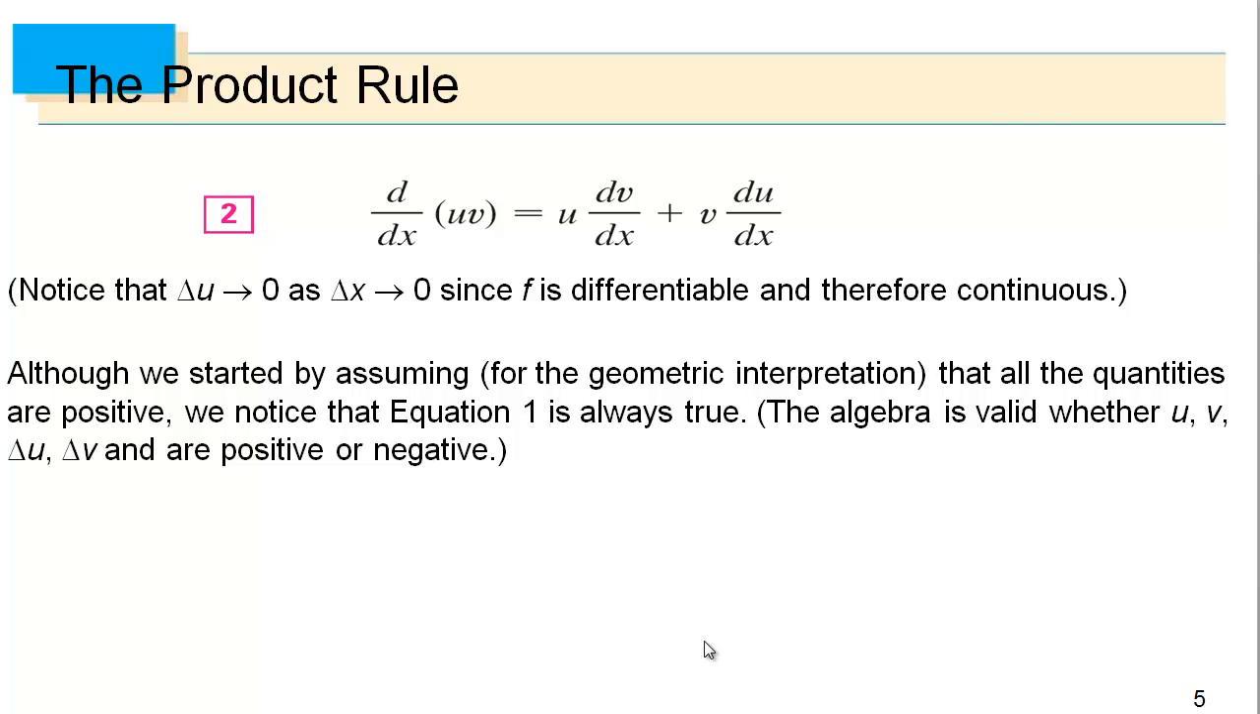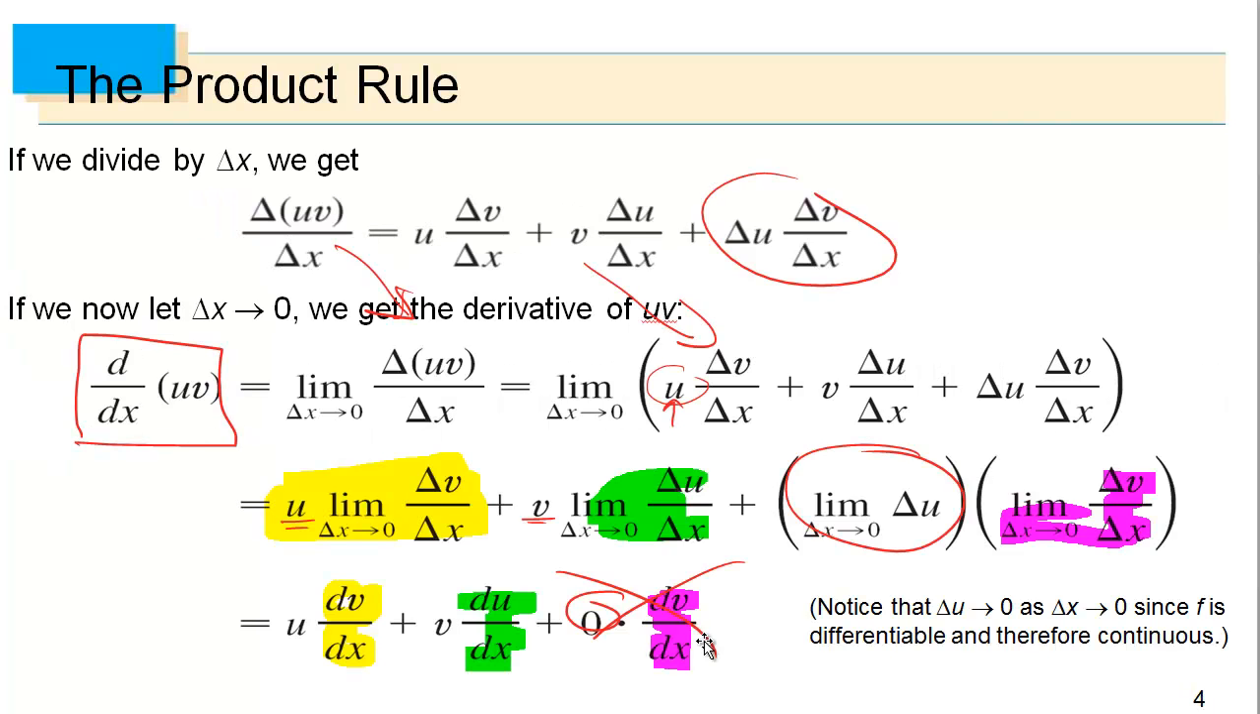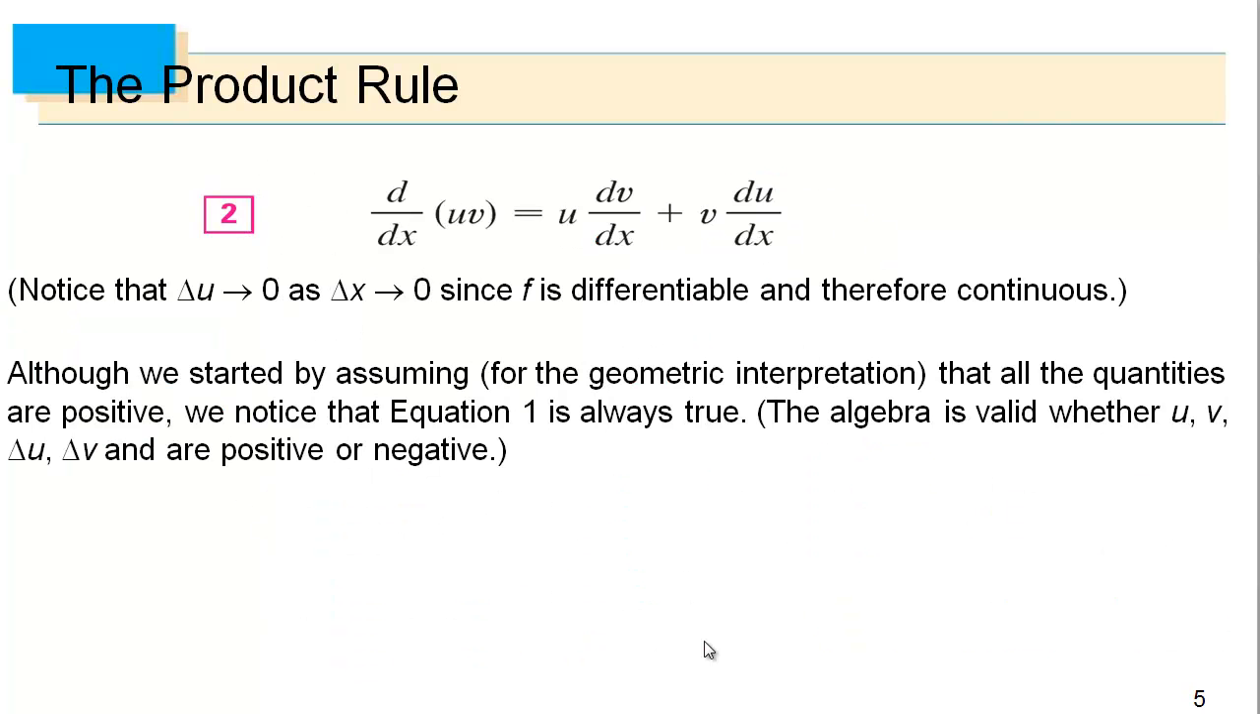Now, I know we originally assumed that all quantities were positive to make the geometry make sense, so that picture would make sense. But the algebra was valid whether u, delta v are positive or negative. All those previous steps, positive and negative doesn't matter. So we've actually proven that this thing works for all functions.